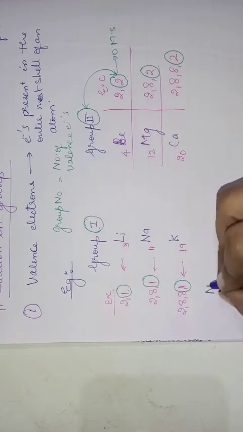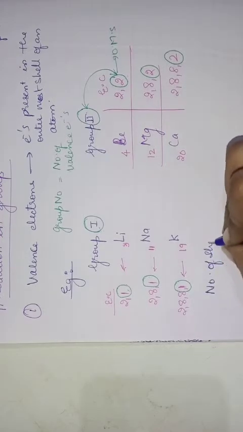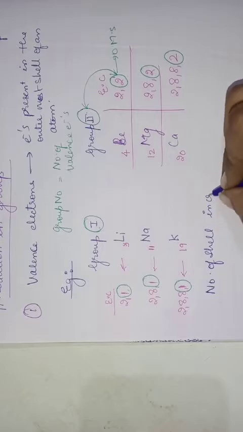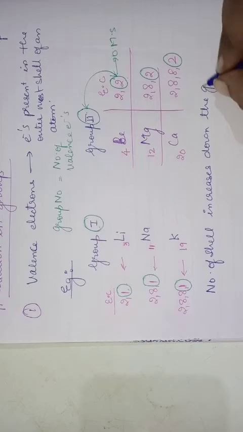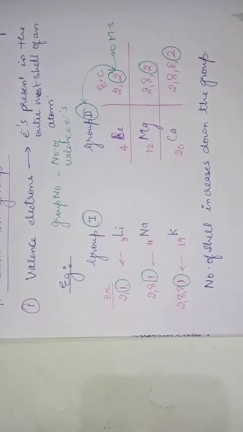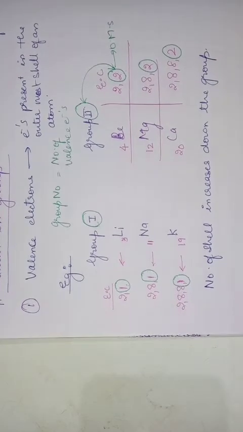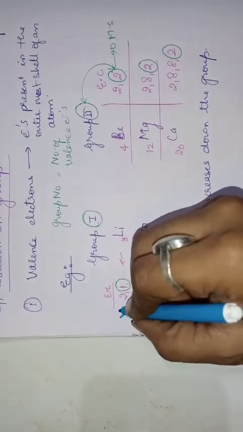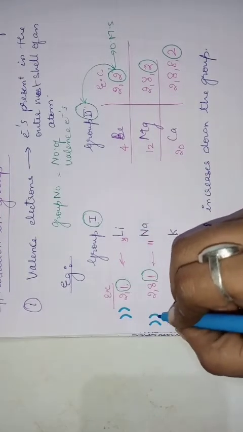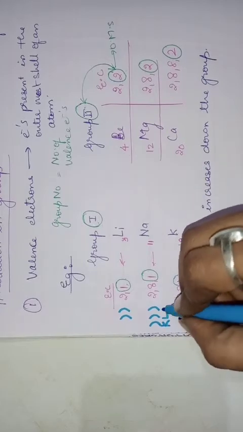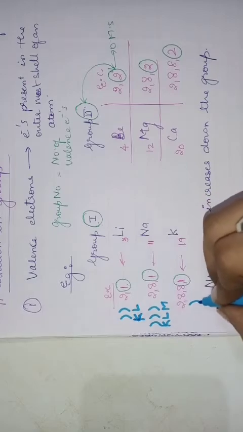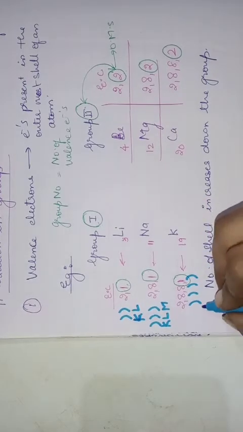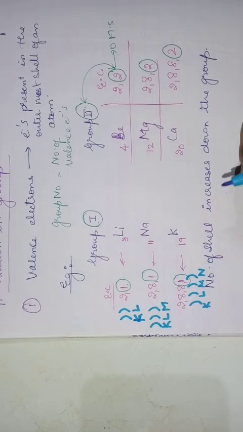The variation is that the number of shells increases down the group. See here, the number of shells in lithium is how many? 2. For sodium how many shells are there? 3: K, L, M. For lithium it is K and L. For potassium how many shells are there? 4 shells: K, L, M and N. Yes or no? So the number of shells is increasing.